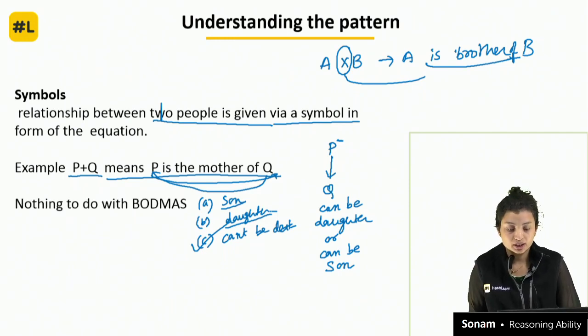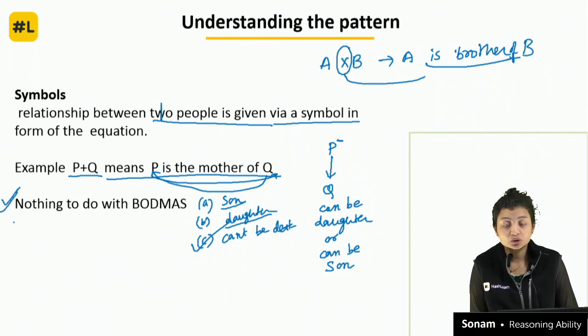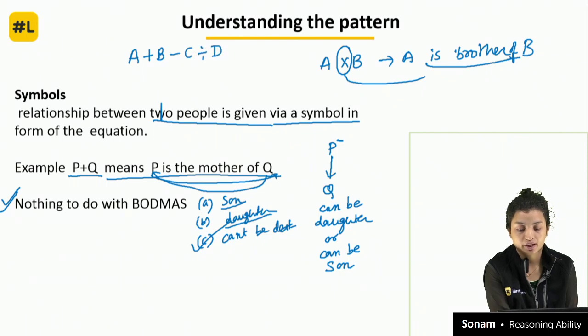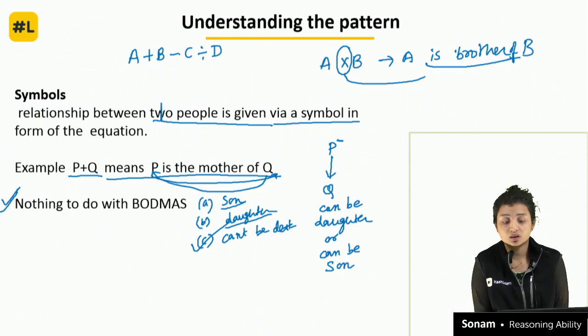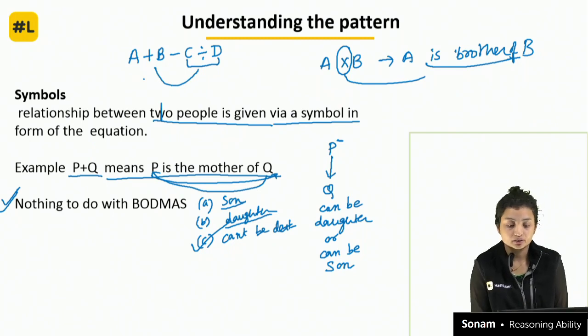Next important point, nothing to do with BODMAS. A lot of people get confused if I give you something like this, A plus B minus C divided by D, with different meanings for these symbols. What a lot of people do is think that they have to solve this first, then this, and so on, after this multiplication.